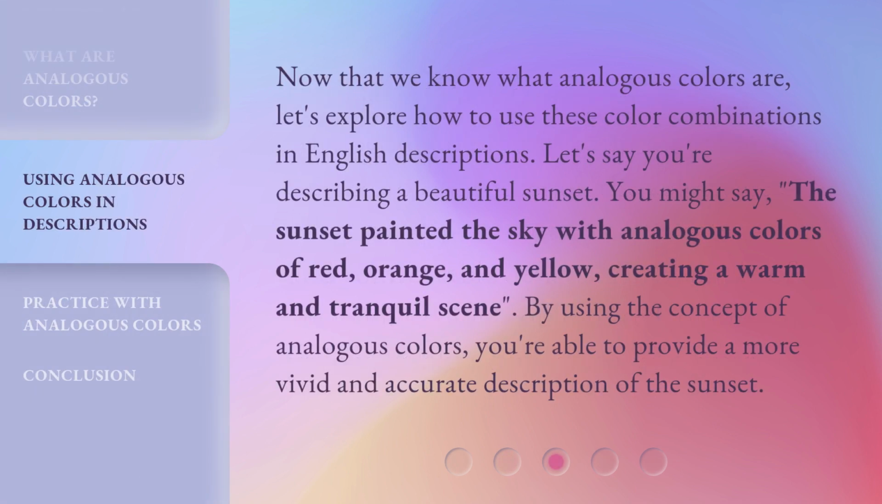Now that we know what analogous colors are, let's explore how to use these color combinations in English descriptions. Let's say you're describing a beautiful sunset. You might say, "The sunset painted the sky with analogous colors of red, orange, and yellow, creating a warm and tranquil scene." By using the concept of analogous colors, you're able to provide a more vivid and accurate description of the sunset.